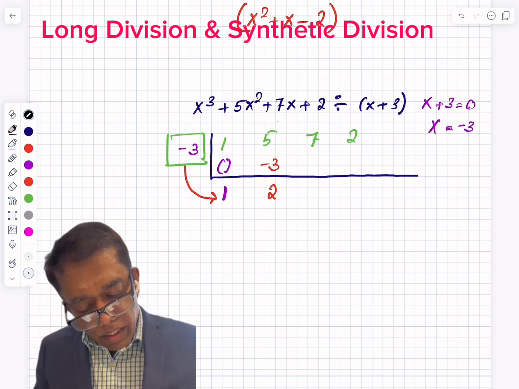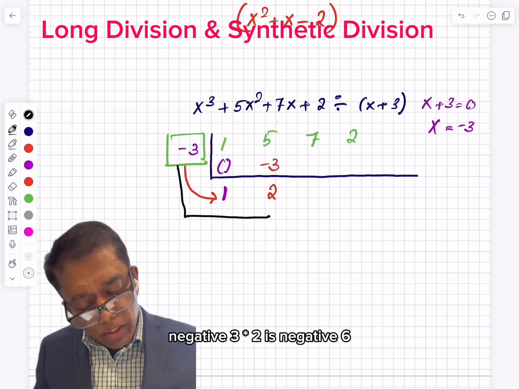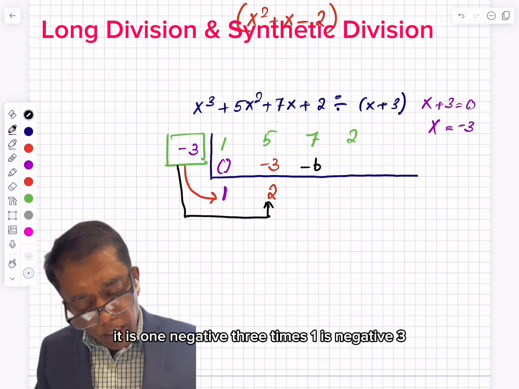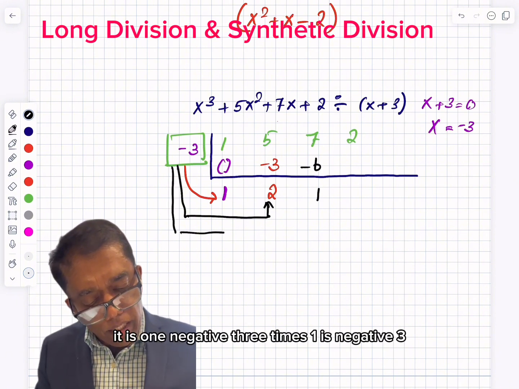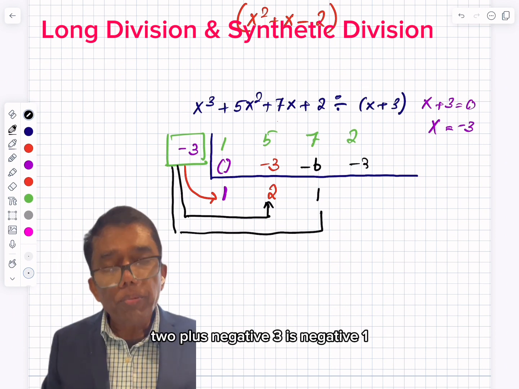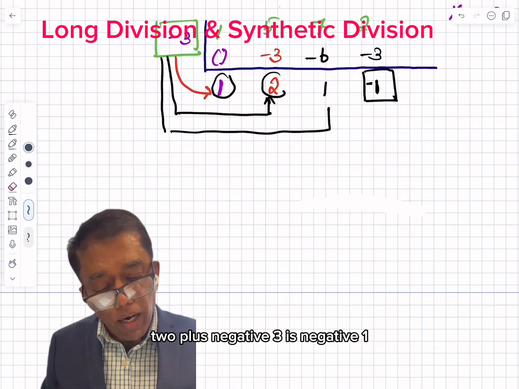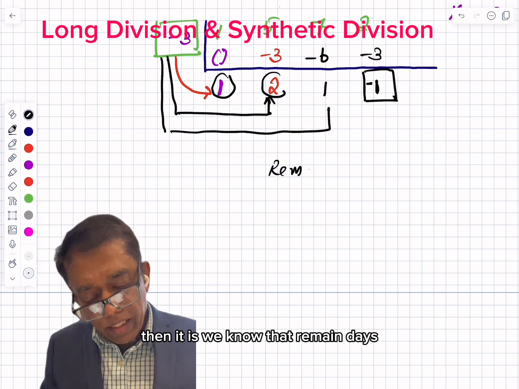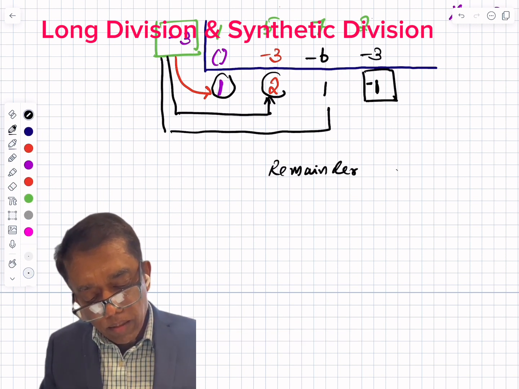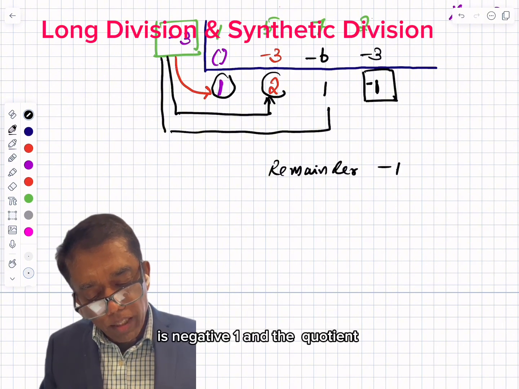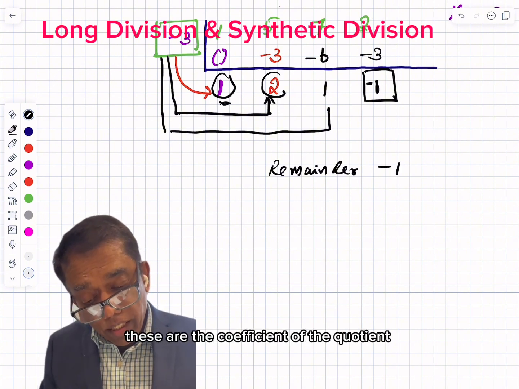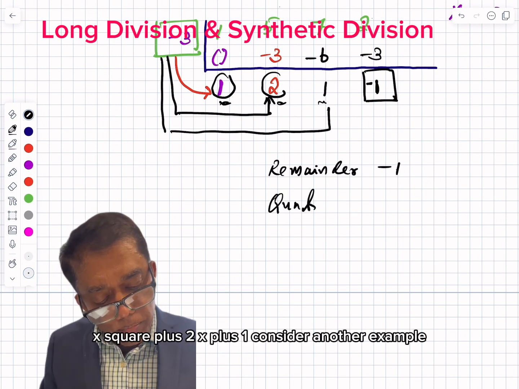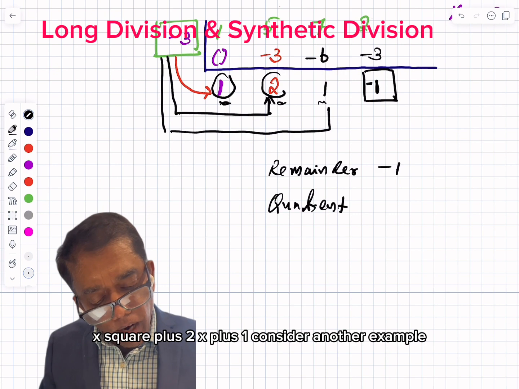Then -3 times 2 is -6. You have to add them. It is 1. -3 times 1 is -3. 2 plus -3 is -1. We know that the remainder is -1, and these are the coefficients of the quotient: x^2 + 2x + 1.